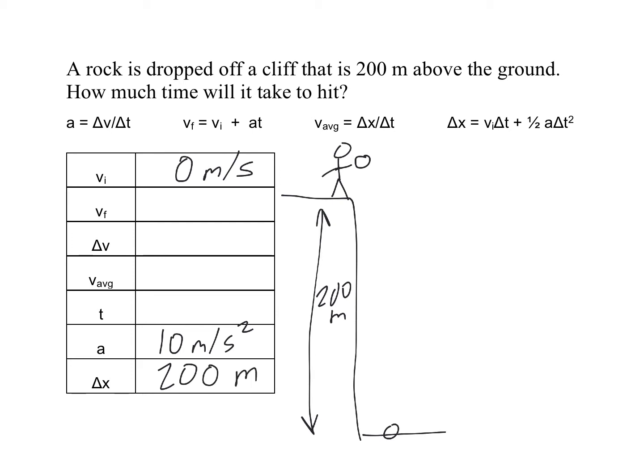This is really all we know given in the information. We're given the height of the cliff, we're given that we dropped it, and we're given that we're on Earth. Nothing else is known at this point. So we're trying to find the time. We're solving for t.